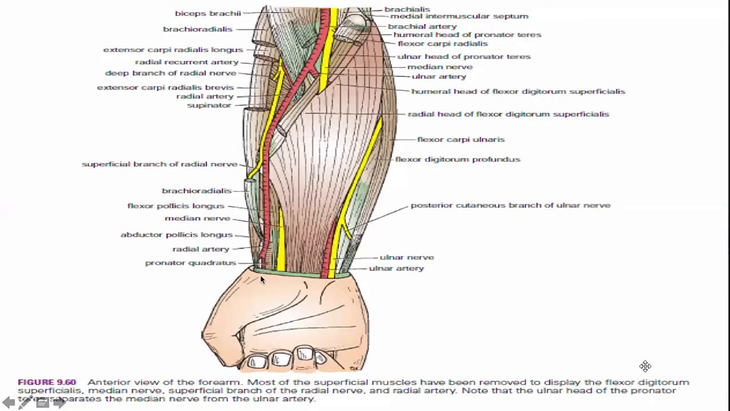So again, this is the flexor retinaculum. The structures passing superficial to this structure are the ulnar nerve on the medial side and the ulnar artery. Posterior to the retinaculum is the median nerve and also the radial artery.